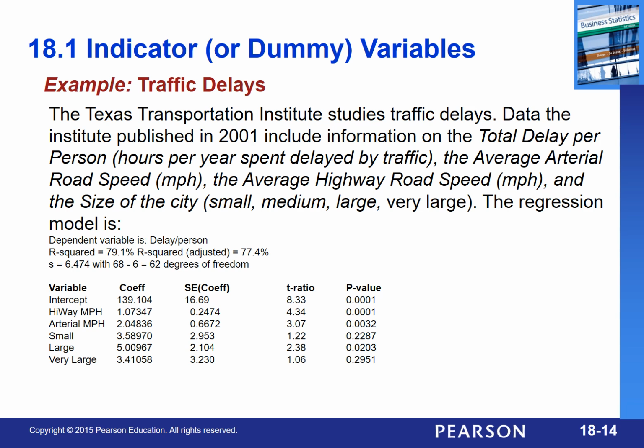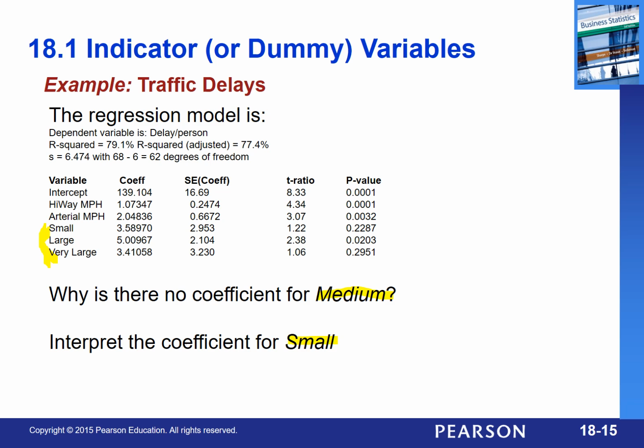So I'm hoping you notice that there is one less variable present than what you might expect. Why is there no coefficient for medium? And then what does small mean? Okay, so I'm hoping you look down here and you notice that, oh my gosh, I have all the city sizes here present except for medium. That's a good indication that you've got an indicator showing up for city size. And it's going through all the possible values of city except for medium. Why isn't medium there?